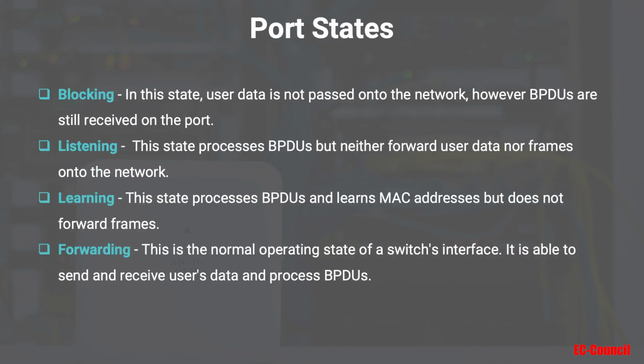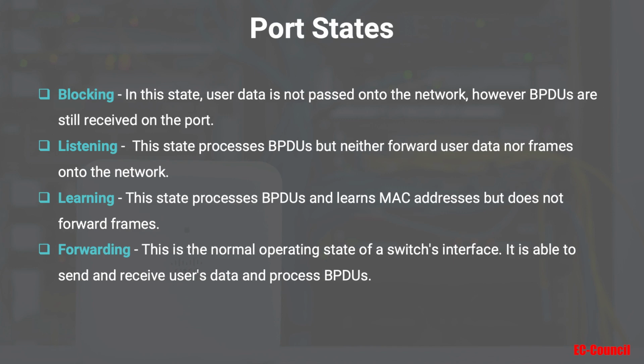Within spanning tree, there are also port states. And of course, there are four main port states: blocking, listening, learning, and forwarding. In the blocking state, the user data is not passed on to the network. However, BPDUs are still received on this port.